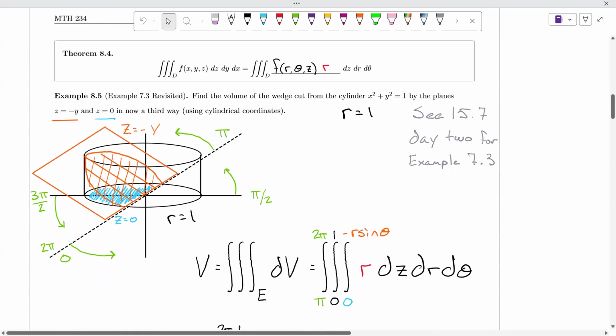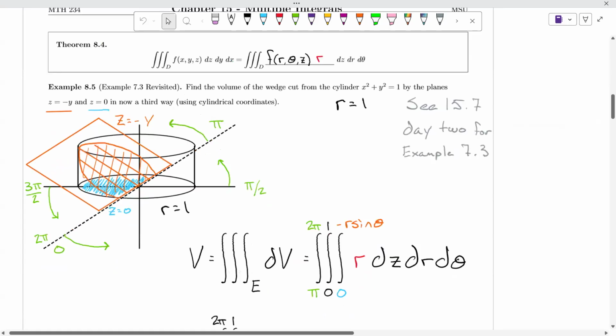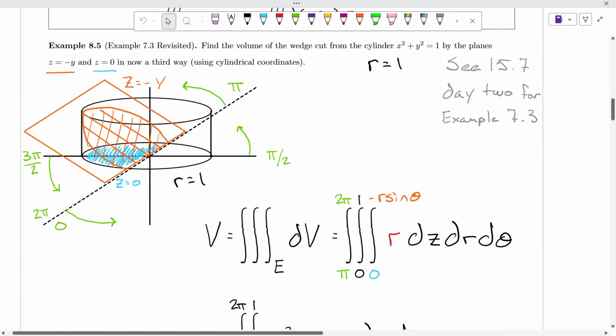So one quick highlighted example, one that we did on Friday. We had this wedge that we're cutting out of a cylinder. But on Friday, we did it in rectangular coordinates. And this time, we're going to do it in cylindrical coordinates, which just means rewriting our bounds in terms of r and theta instead of x and y. So instead of one of our bounds being z equals negative y, that bound will be z equals negative r sine theta. Since we'll use r sine theta and r cosine theta for y and x respectively.